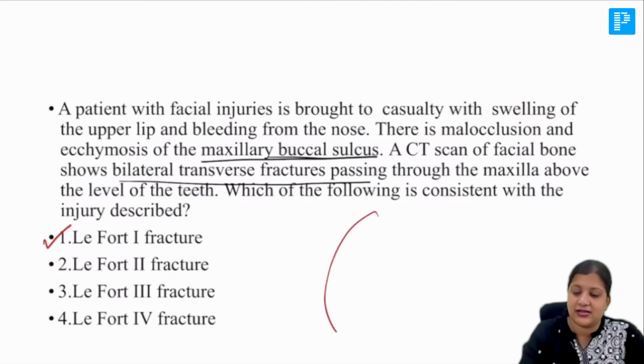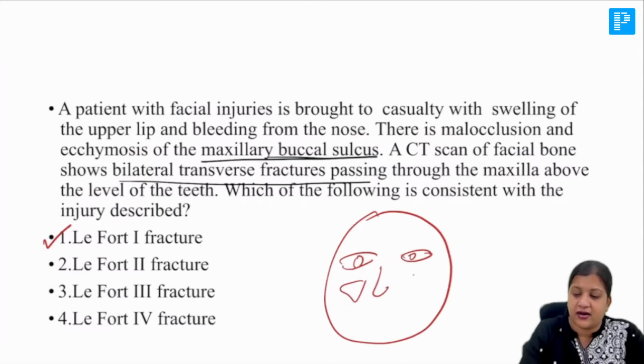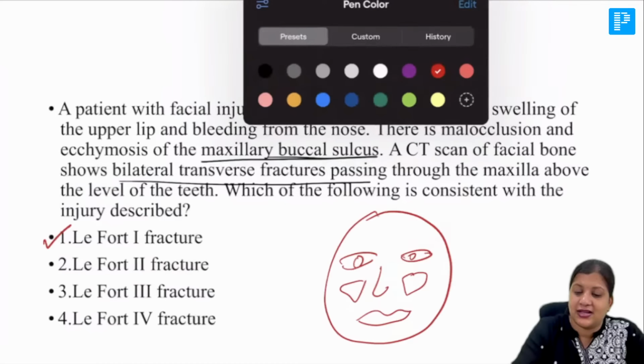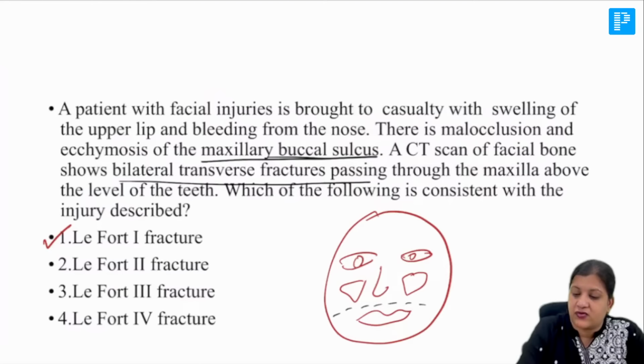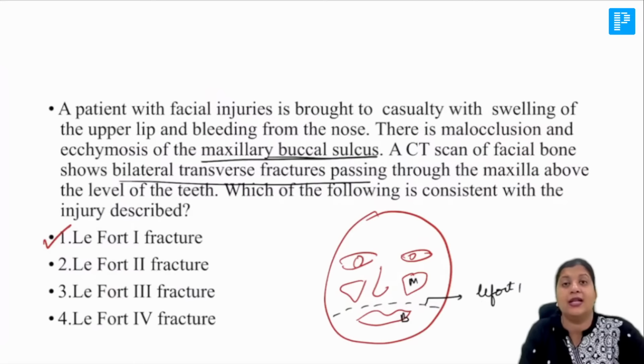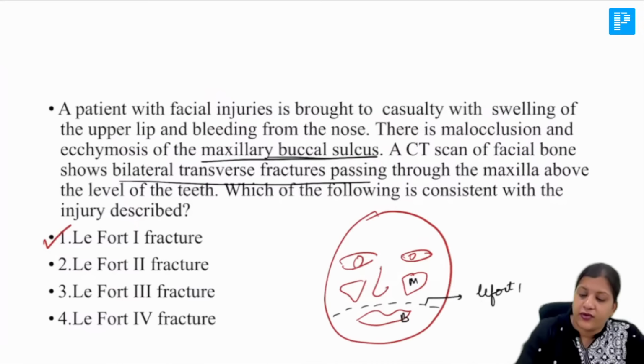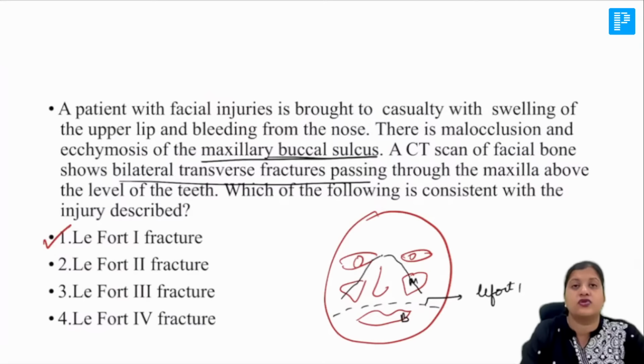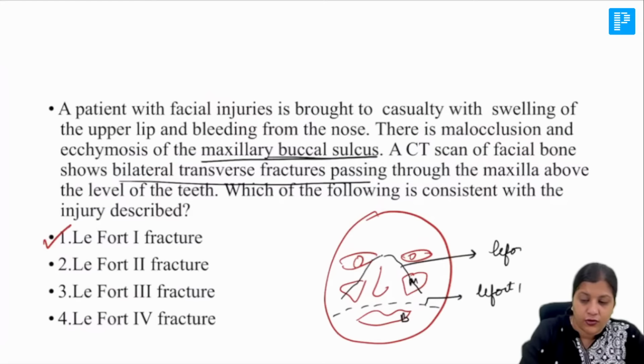So if I take this as the face and if I draw the fracture line, the fracture that runs from the floor of the nose and floor of the maxillary sinus, which is transverse, what will I call this as? Le Fort one fracture, maxillary buccal. So this is your maxilla, this is your buccal. So there is a fracture at the maxillary buccal sulcus. What is Le Fort two fracture? It starts from the nasion, medial wall of the orbit and goes to the maxilla. This type of a pyramidal fracture, we call it Le Fort two fracture.